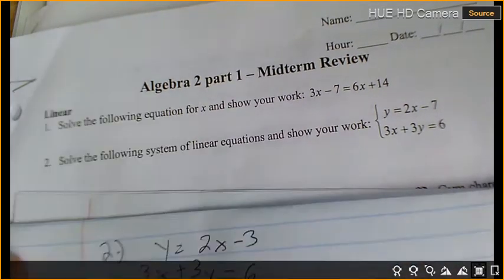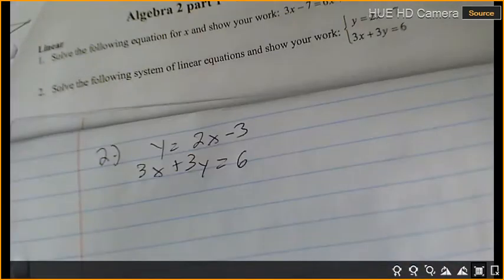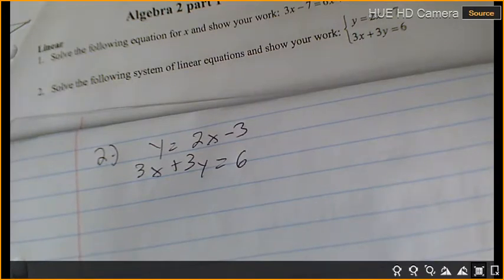Who remembers with a system of equations what are the 3 different ways you can do? You could do elimination, substitution, and graphing. The one I dislike the most is graphing. I don't want to graph. It's a pain in the butt. If I have a graphing calculator, I guess it's okay. But I'd rather just do it. In this case, I would use substitution.